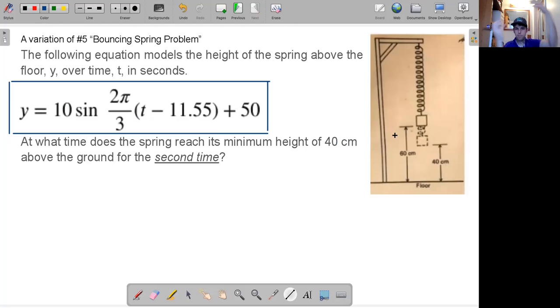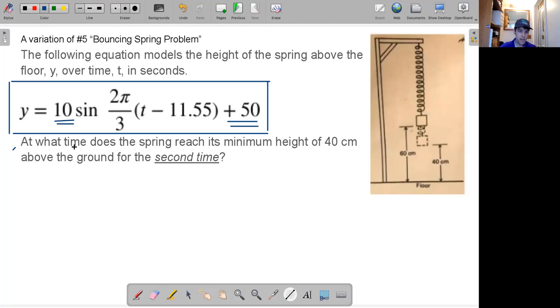Its height above the table or ground, I guess floor in this case, is varying sinusoidally. It's going up and down, closer and farther over time. And so here's the equation of its motion. Its midline value is 50 and its amplitude is 10. So it's 50 at its equilibrium or midline, and it's going 10 above that. So it's going up to 60 centimeters above and down to 40. And you can see that in the picture here.